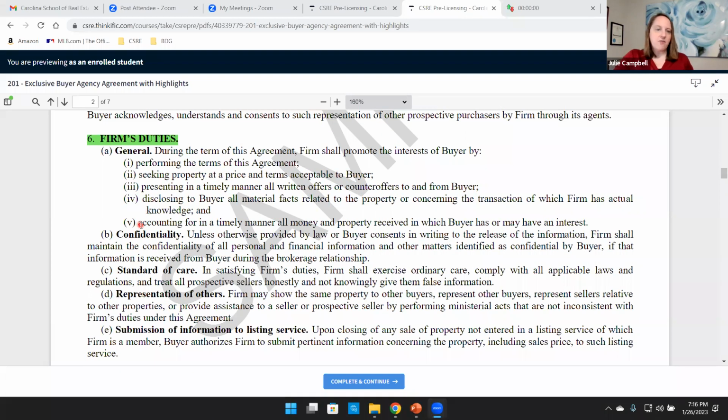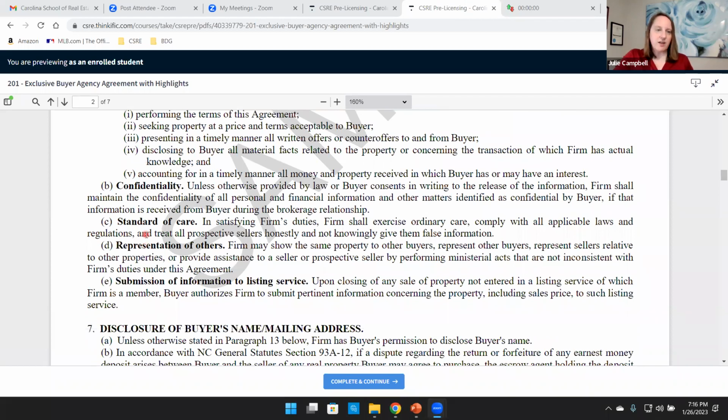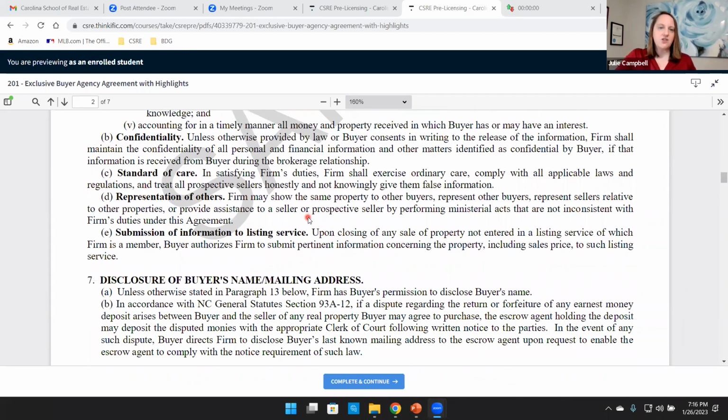Firm has a duty of confidentiality, a reasonable standard of care, representation of others. There have been cases, especially last year, where you may, as one agent, be working with 2 buyers, and then lo and behold, both those buyers become interested in the same property. Doesn't that sound like fun? We need to make sure that we're treating both fair. I can't favor one over the other. I can't say, well, I know this guy offered this much, so do you want to beat it? I can't pit my buyers against each other.